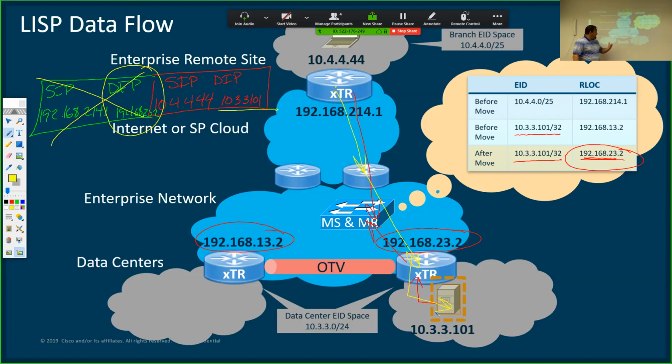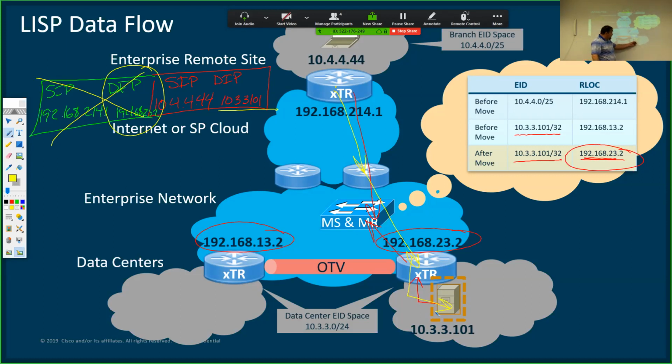Okay. And likewise, that traffic going back outbound. Remember that as this is a proxy ingress tunnel router, it has also said that to reach the 10.4.4.0 subnet that we have out over here, you've got to go through the 192.168.214.1 address. So as my host, 10.3.3.101, wants to send traffic back to 10.4.4.44, again, it builds a packet with 10.4.4.44 as the destination address.